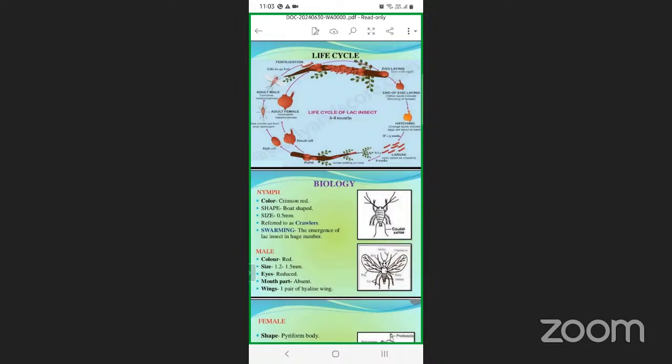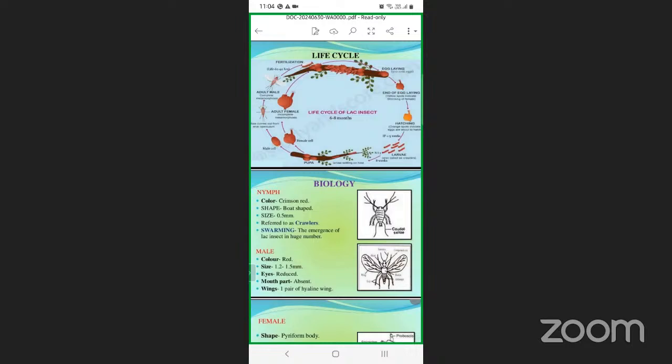Naturally, these crawlers are growing through the shoots of one plant to another plant, and like that inoculation will be naturally taking place on different trees, and we are able to obtain the lac from the trees. Otherwise, we are introducing it, which is the artificial method.